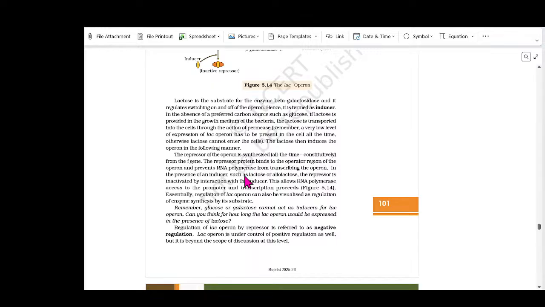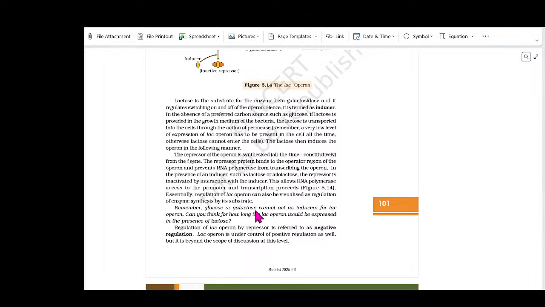In the presence of inducers such as lactose or allolactose, the repressor is inactivated by interaction with the inducer. This allows RNA polymerase access to the promoter and transcription proceeds. Essentially, regulation of lac operon can also be visualized as regulation of enzyme synthesis by its substrate. Remember, glucose or galactose cannot act as inducers for lac operon.